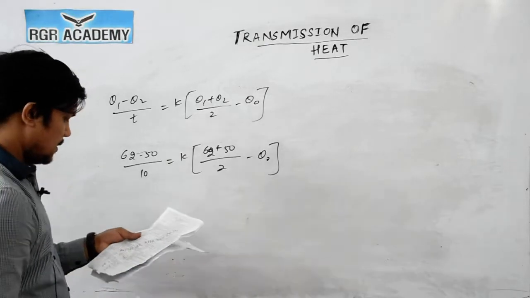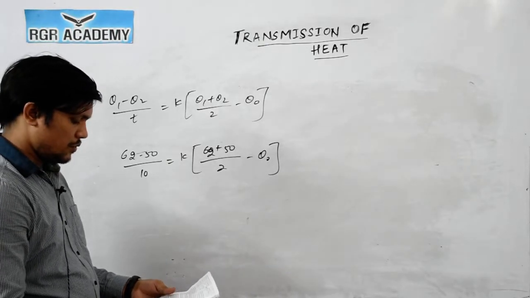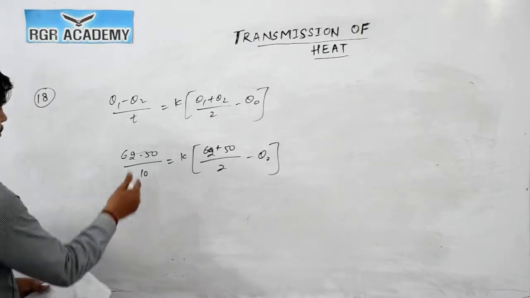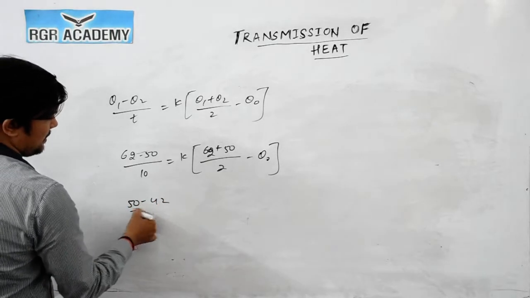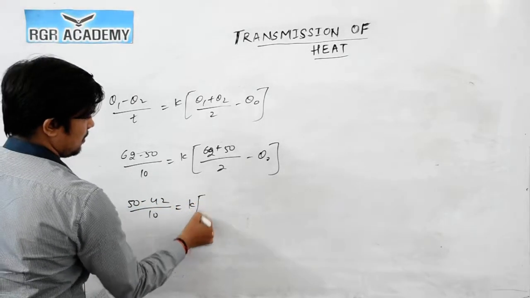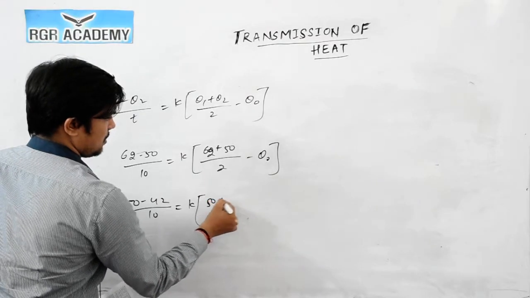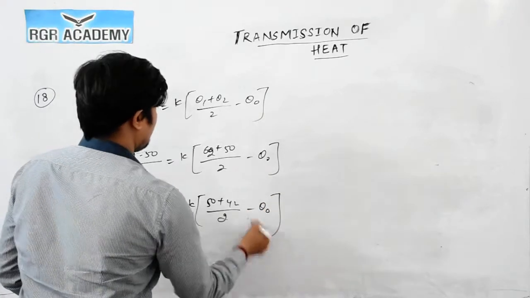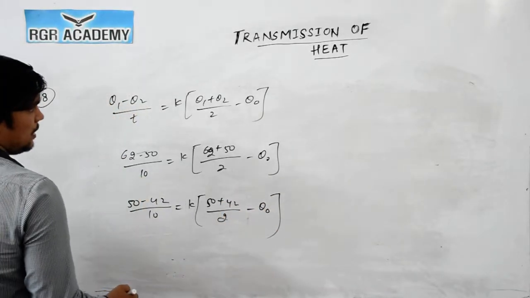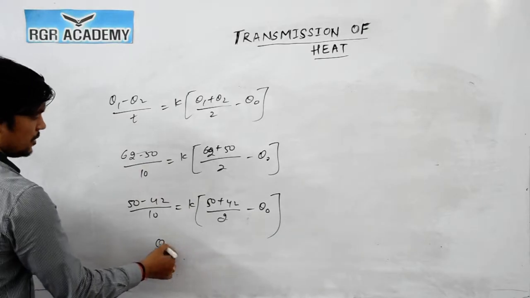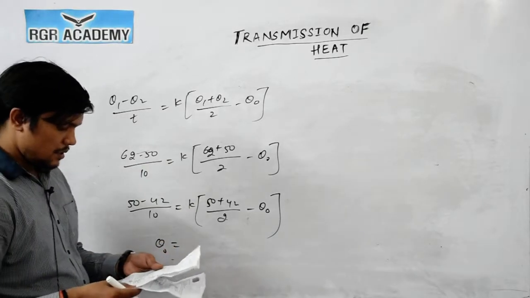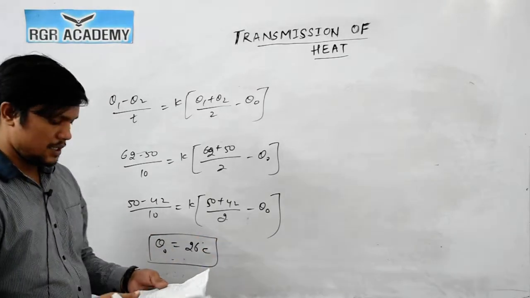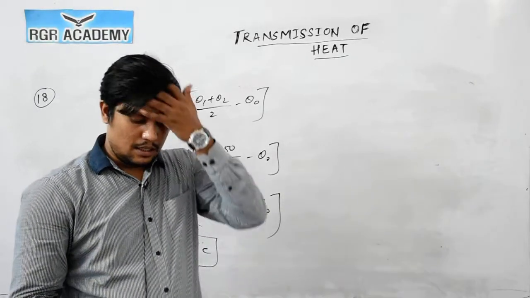The second part is, in the next 10 minutes it cooled to 42 degrees Celsius. Okay, so now from 50 to 42 divided by 10 is equal to K times (50 plus 42) by 2 minus theta naught. Now we have two equations and two variables. You can divide both the equations, then you will get the value of theta naught. Theta naught will be equal to 26 degrees Celsius. So after dividing the equations you will get theta naught as 26 degrees Celsius. Okay, now question number 19.